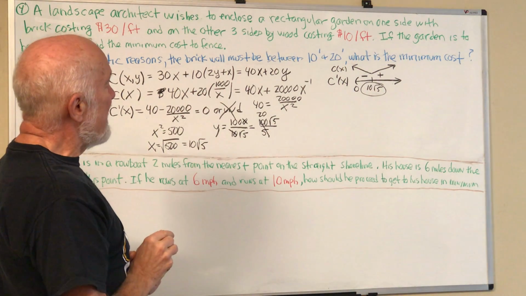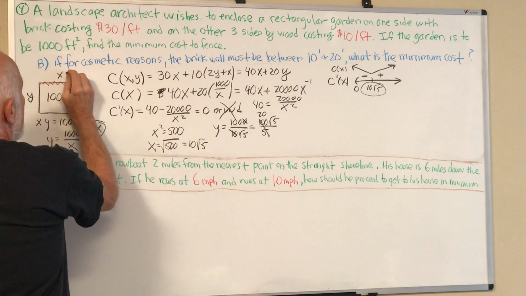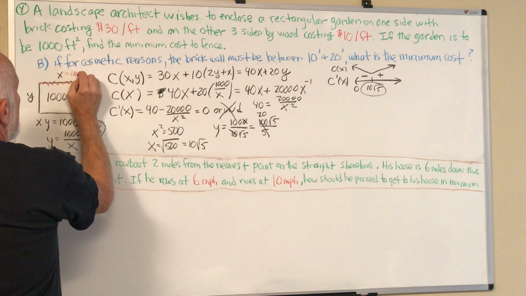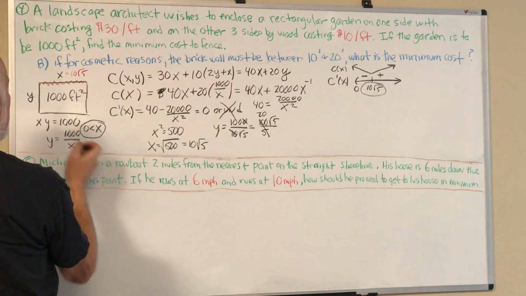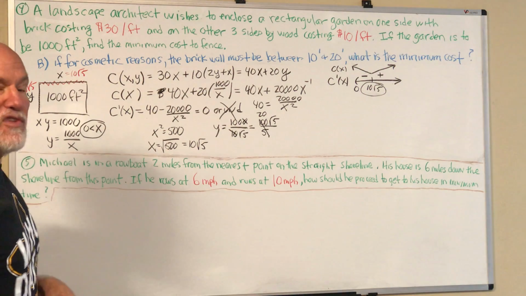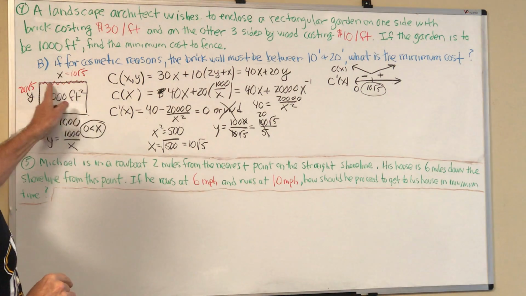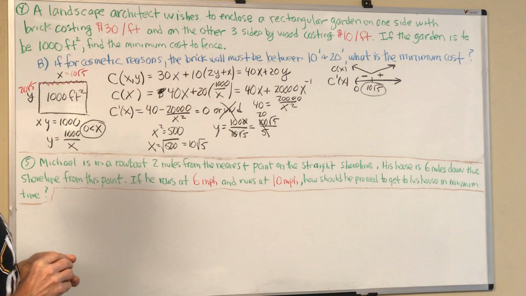So we've pretty much got our answer. We're going to build our garden to be 10 root 5 on this side and 20 root 5 on this side. A little bit different than the shape that I've got. We use less brick. The side that's brick is smaller.